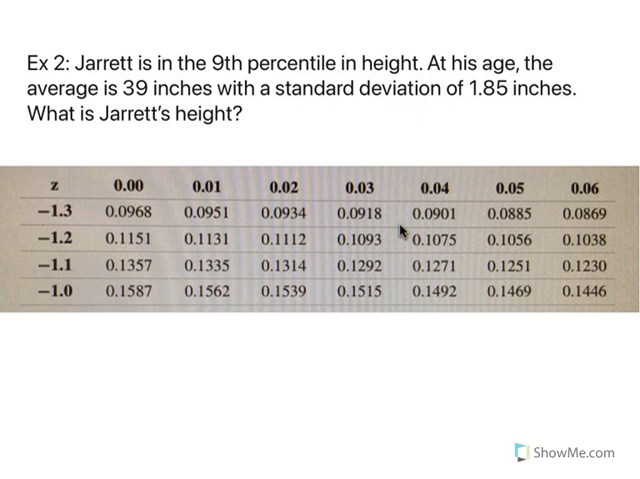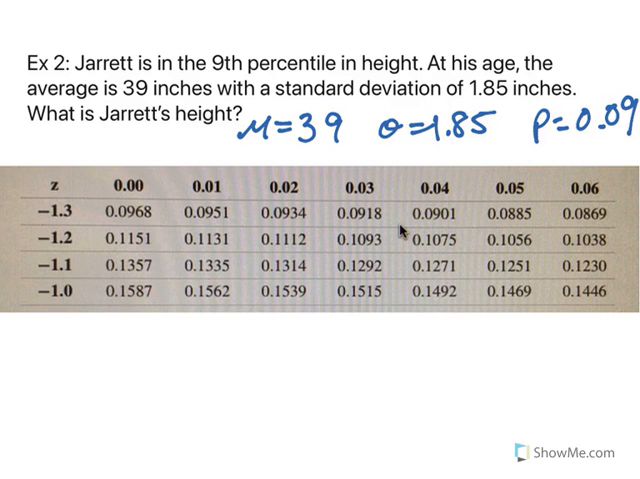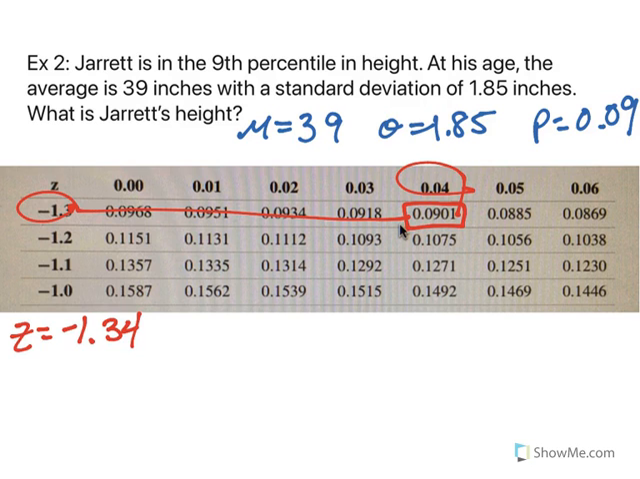Let's do another one. Jarrett is in the 9th percentile in height. At his age, the average is 39 inches with a standard deviation of 1.85 inches. What is Jarrett's height? So now we know the mean is 39, the standard deviation is 1.85, and the probability is 9th percent, so 0.09. Look in our table, here's 0.09. So again, I come over and up, and my z-score is negative 1.34. Same process, I know that z equals x minus mu all over sigma. Let's plug in what we know.